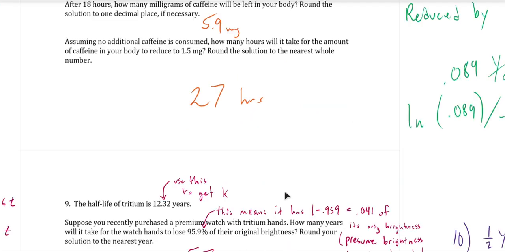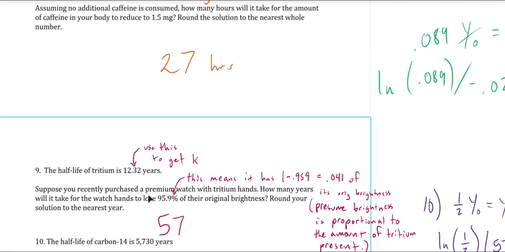The next one returns us to radioactive isotopes. They tell us the half-life of tritium, and we're going to use that to get k, although it is not k itself. Over here, we are asked how long will it take before the watch loses 95.9% of its brightness. They're asking us to presume that brightness is proportional to the amount of tritium present, which probably isn't a bad assumption. It also means that the amount left we have is 1 minus the reduction, which is 0.041 or 4.1% of the original.